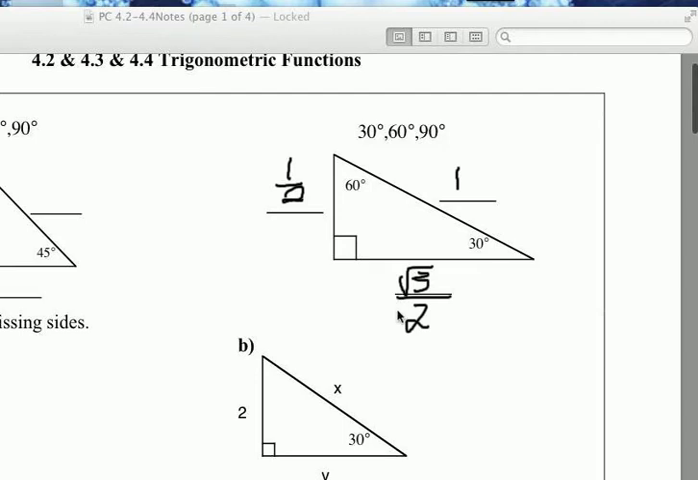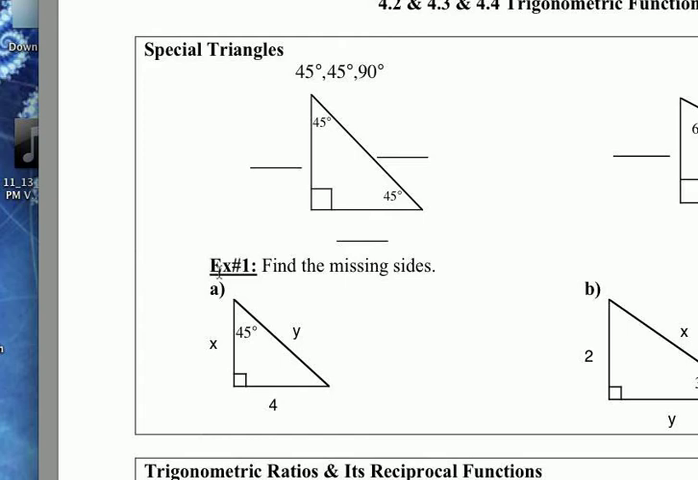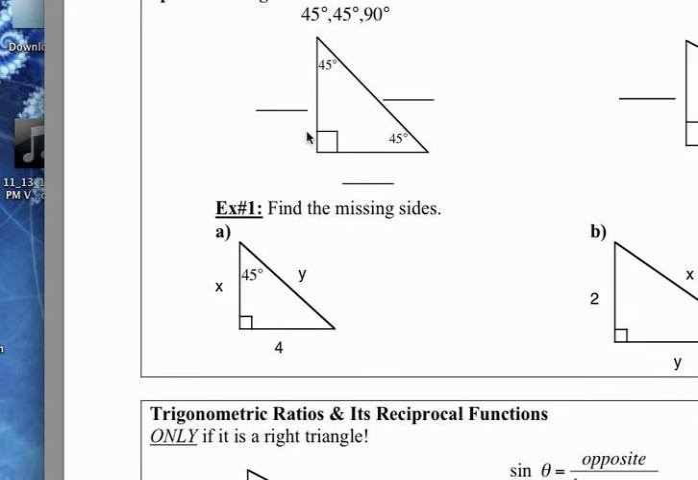Both these triangles will need to be memorized with their patterns. Opposite the 30 is the 1/2. Opposite the 60 is the root 3 over 2, and the hypotenuse is 1. Now we can use these scaling factors to look at the next two examples. You see, for example A, we have a 45, 45, 90 degree triangle. Even though this angle right here is not given, we do know it has to be 45 because all three angles need to add up to 180 degrees. We notice the side length here is 4.